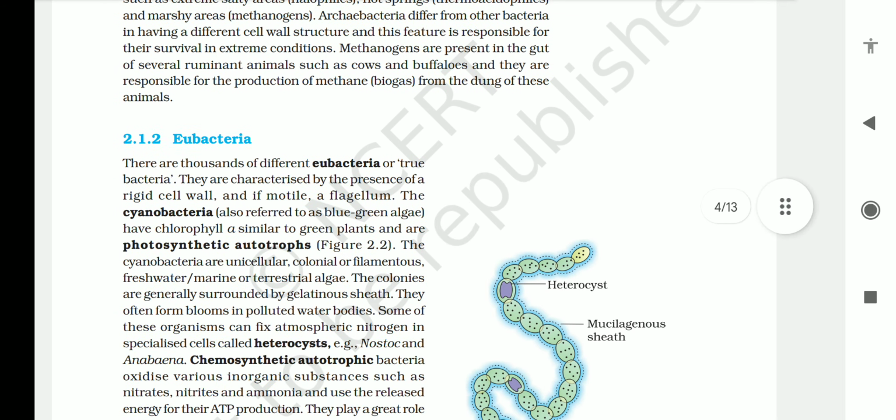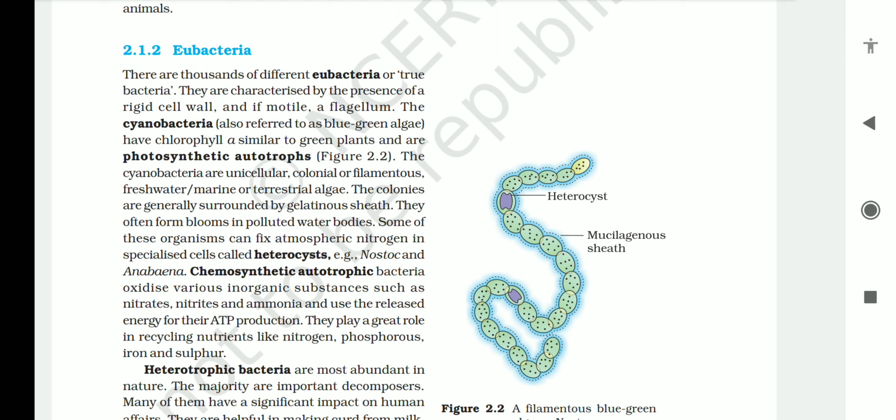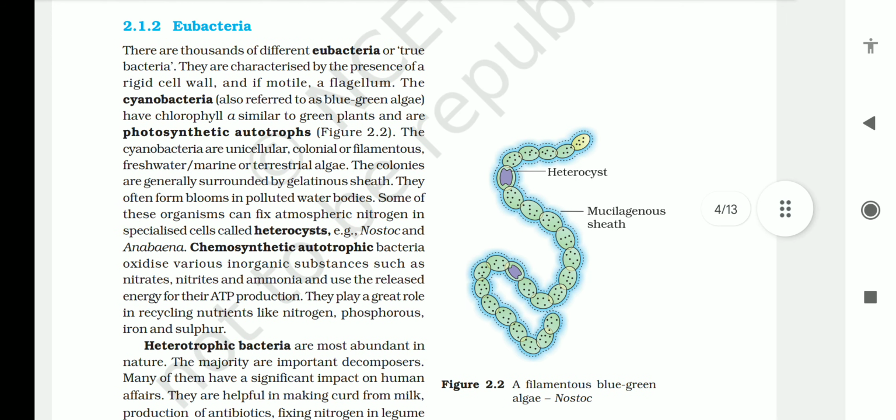2.1.2 Eubacteria. There are thousands of different eubacteria or true bacteria. They are characterized by the presence of a rigid cell wall and, if motile, a flagellum. The cyanobacteria, also referred to as blue-green algae, have chlorophyll a similar to green plants and are photosynthetic autotrophs. You can see the diagram in figure 2.2, a filamentous blue-green alga, Nostoc. The cyanobacteria are unicellular, colonial or filamentous, freshwater or marine or terrestrial algae. The colonies are generally surrounded by a gelatinous sheath. They often form blooms in polluted water bodies.